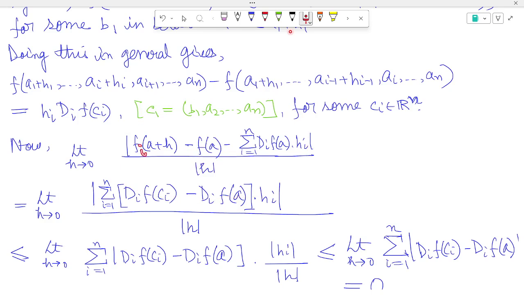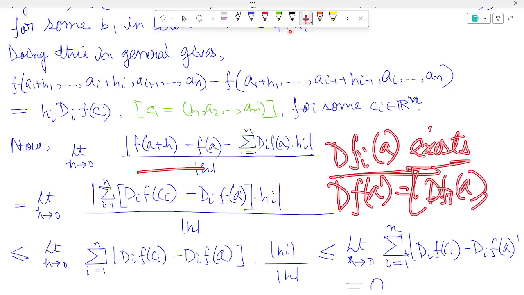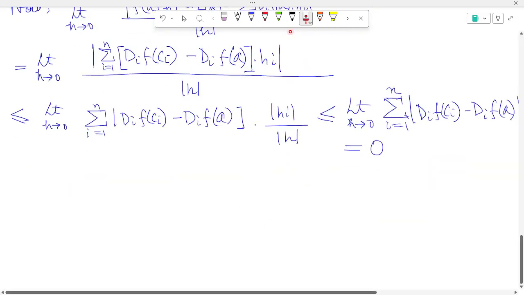So I can go with i. So D f_i at a exists. As soon as that exists, D f at a exists, because this is D f1 at a, comma, D f2 at a, comma, D f3 at a. Okay, so this is done. So the last theorem, it is an easy corollary.